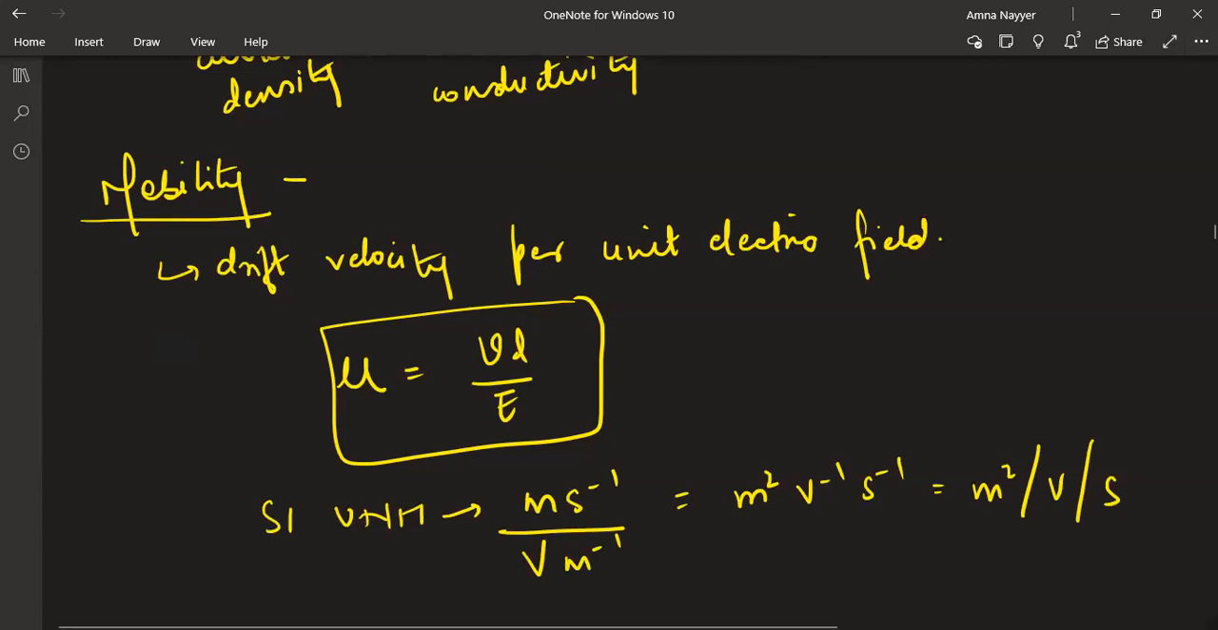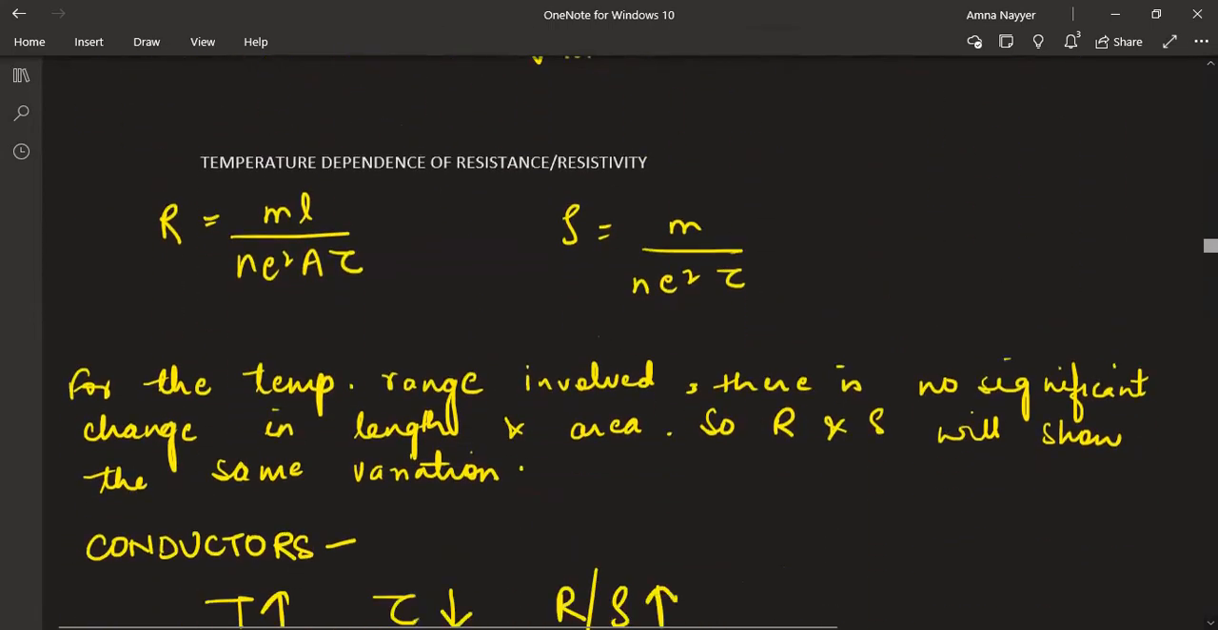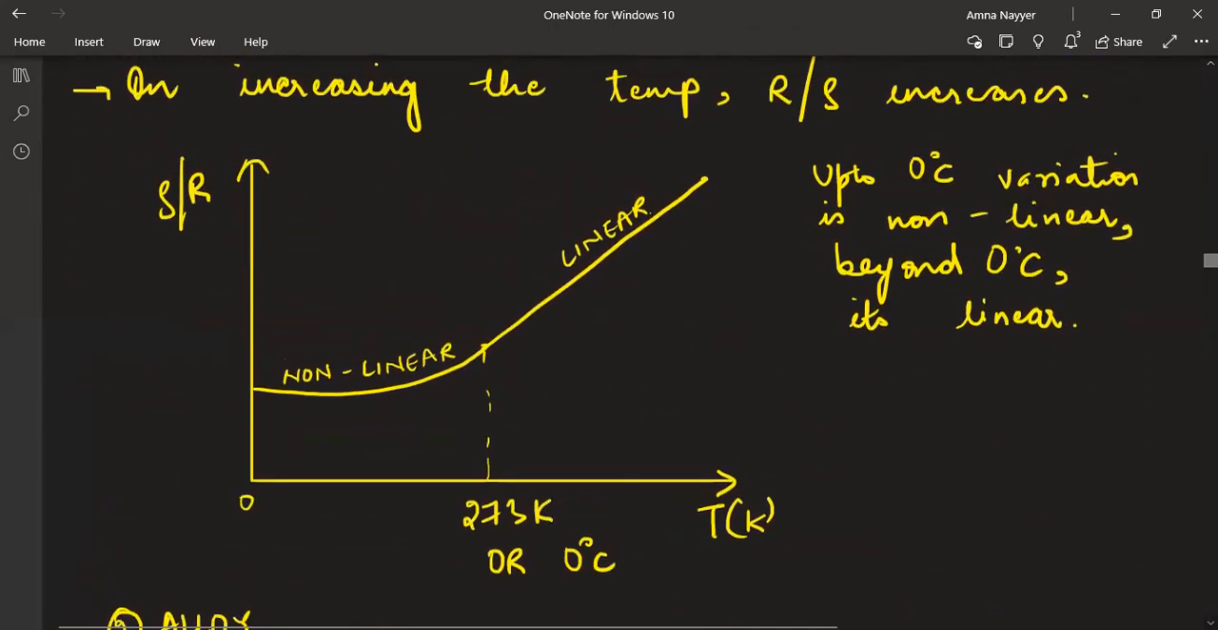Some of these terms are sometimes asked in the exam, and many times they are used in formulas. Then we have the variation of resistance with temperature. One formula is also there, but let's see it graphically first. When you increase the temperature, for conductors, let's say we have taken metals, copper, the value of resistance will increase, and the value of resistivity will also increase. Both will increase. But you will notice that till this point, 0 degree, you get a non-linear variation.